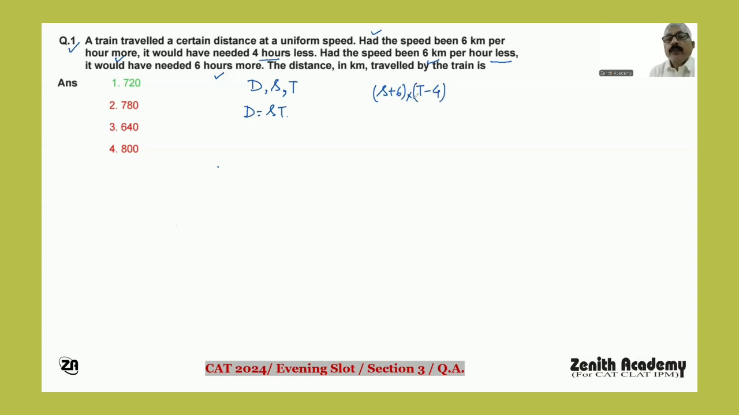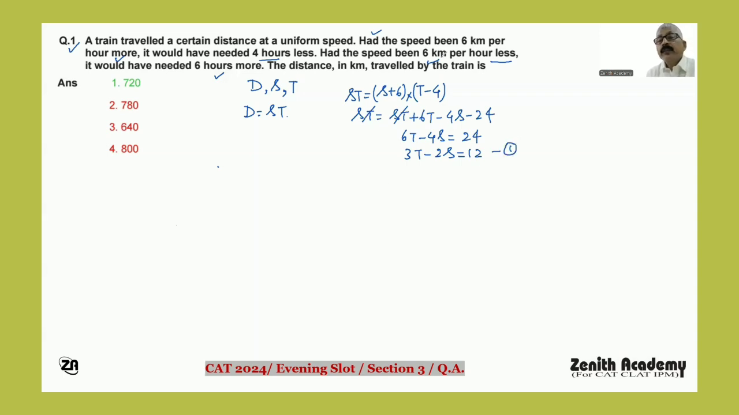So this speed into time is equal to distance, right? And the distance is st, so you can put here st. So st is equal to st plus 6t minus 4s minus 24. This is cancelled, and this is your 6t minus 4s is equal to 24. Here 2 is common, so you can write 3t minus 2s is equal to 12. This is your equation number 1.